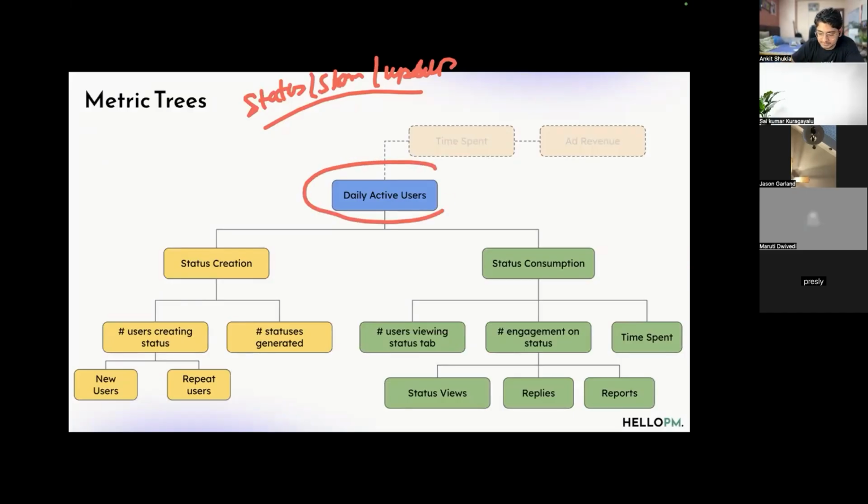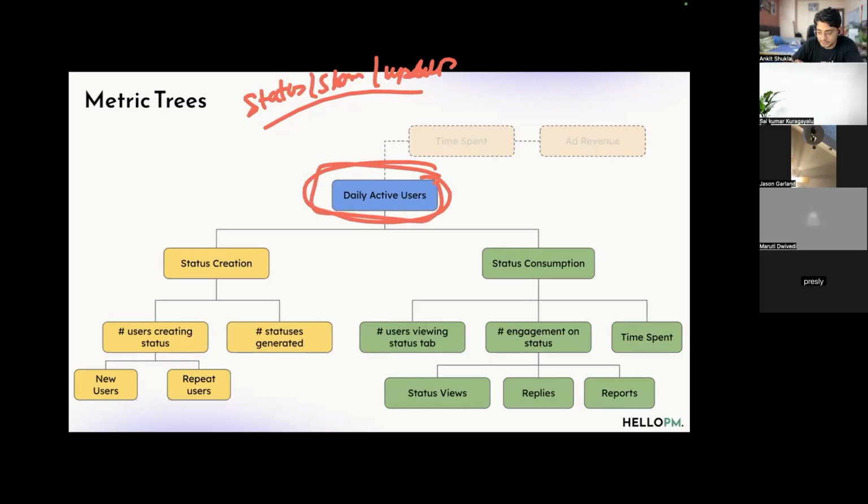So daily active users, this is the main metric. Why does Meta want to create this feature on WhatsApp, that people should be able to share things every day? Because they want people to come back to the product each and every day. And because these statuses are going to vanish after 24 hours, people are going to come back to see new content every day. Okay. So daily active users is a success metric.